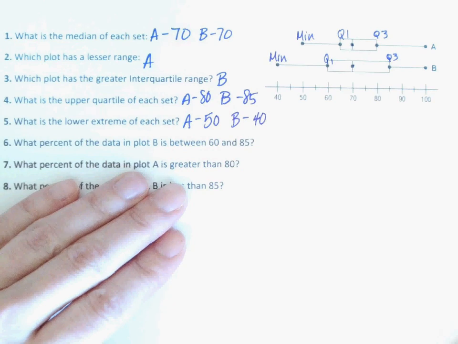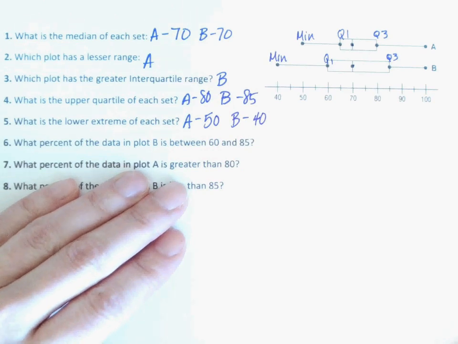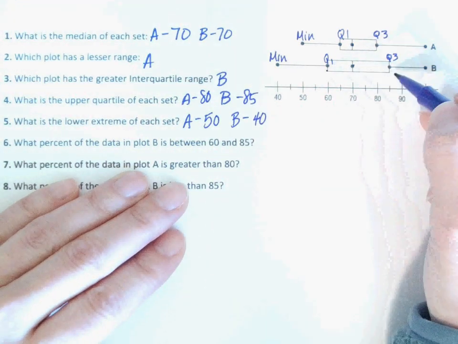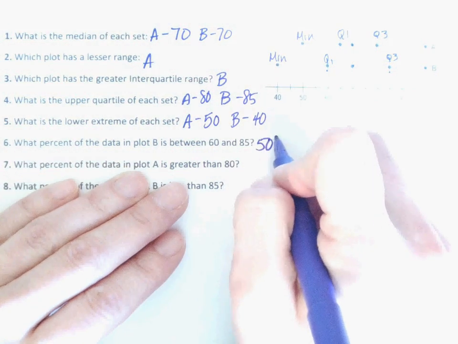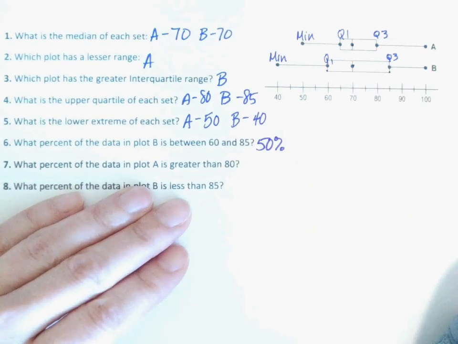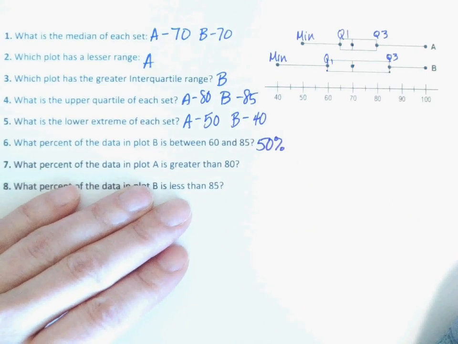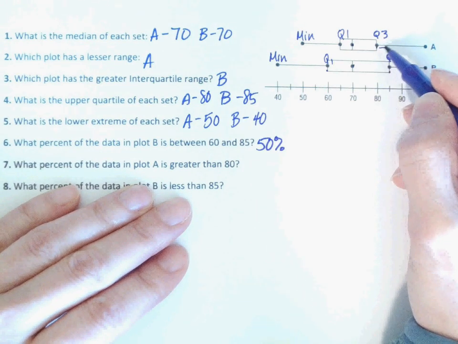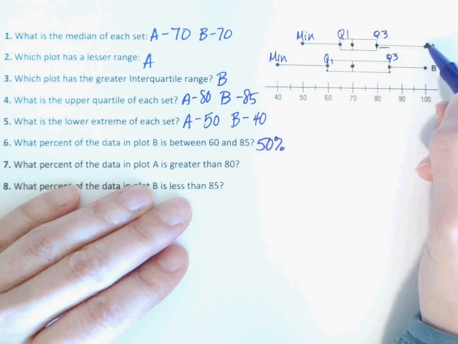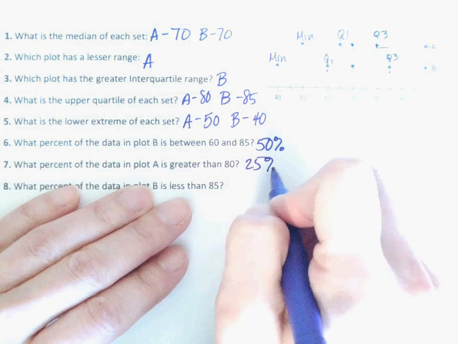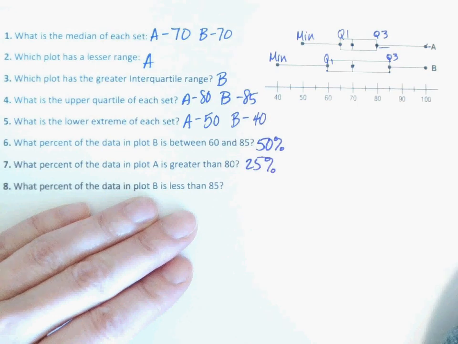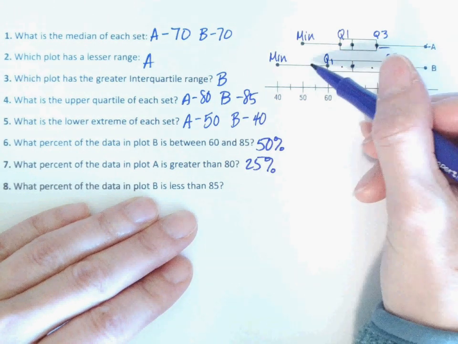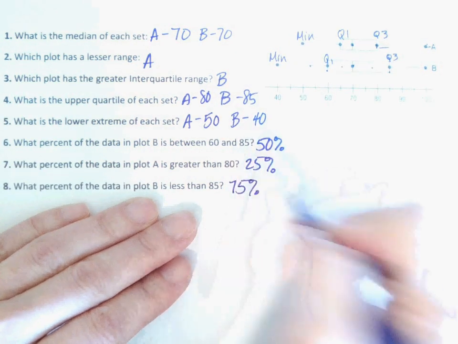6, what percent of the data in plot B is between 60 and 85? Okay, so I'm looking at plot B, this one, between 60 and 85. That is 50% of my data. 7, what percent of the data in plot A is greater than 80? So looking greater than 80, that is just 25%. So Q3 to Q4, 25% of my data. What percent of the data in plot B is less than 85? So here, 85, that's 25, 25, 25 for a total of 75%.